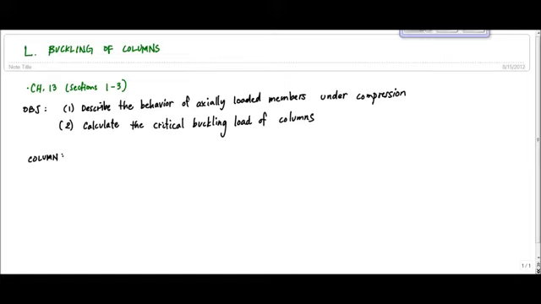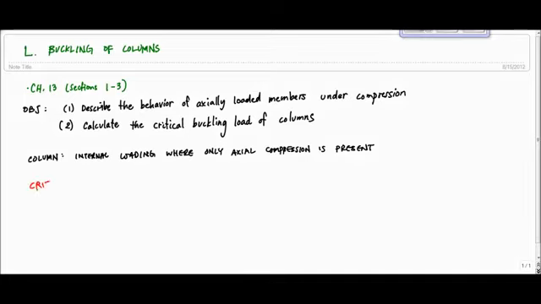So here, column, internal loading where only axial load exists, axial compression is present. Okay? That means the moment and the shear, they're all zero. Okay? And column failure or column buckling is a tragic failure. And let's see this video on column buckling.